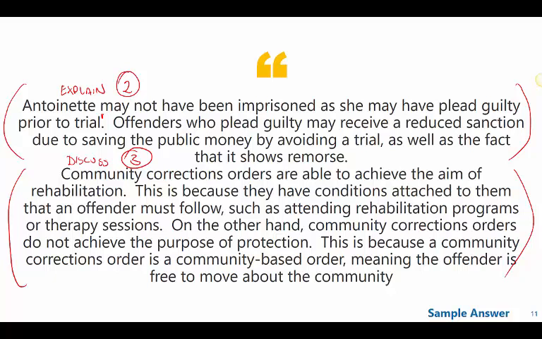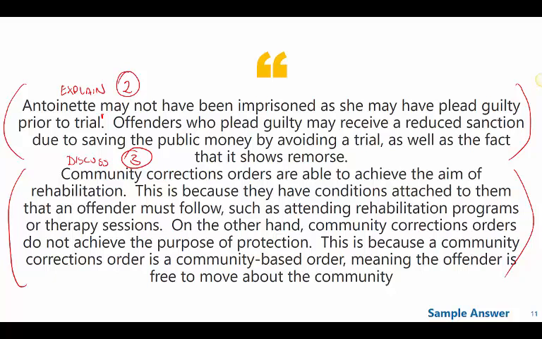Okay, so I know what can lead to a reduction in sentence, bottom level of the pyramid, which means I've earned myself 1 mark. Now, to get myself a 2nd mark, I need to show that I understand what that means and why a guilty plea leads to a reduction in sentence. And that's what my second sentence does.